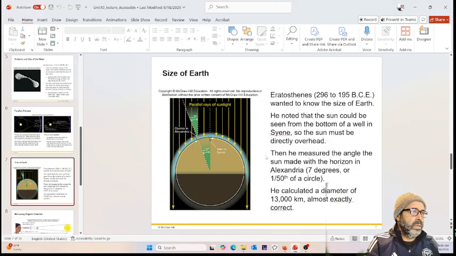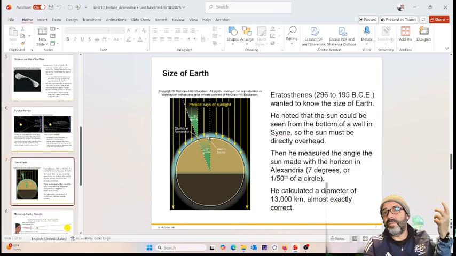Actually, you can find the circumference quickly by taking the ratio of the entire circumference divided by the distance between Syene and Alexandria, which is the same ratio as 360 degrees divided by 7 degrees. So 360 divided by 7 times the distance between those two cities gives you the circumference. This measurement was very accurate, actually. So we knew the radius of the Earth.